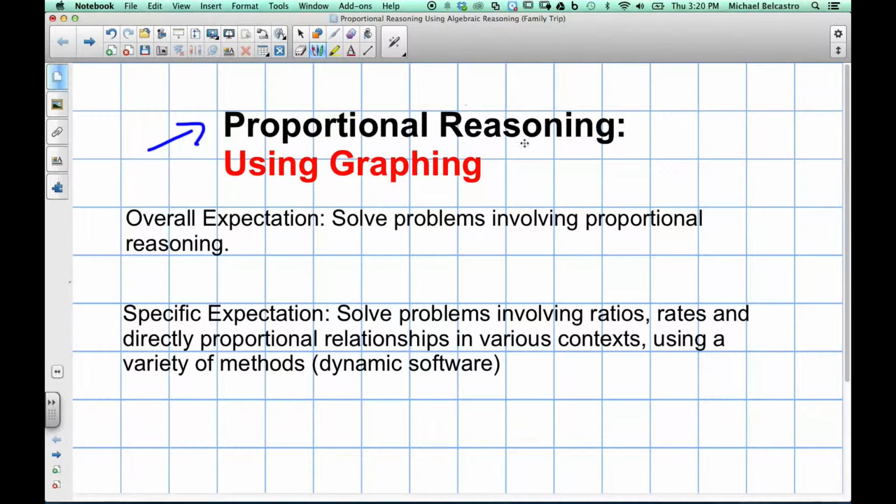We're going to be looking at proportional reasoning, and the method we're going to use to solve this is graphing. The overall expectation is to solve problems involving proportional reasoning, and the specific expectation is to solve problems involving ratios, rates, and directly proportional relationships in various contexts using a variety of methods. And we're going to use some dynamic software to help us solve this.